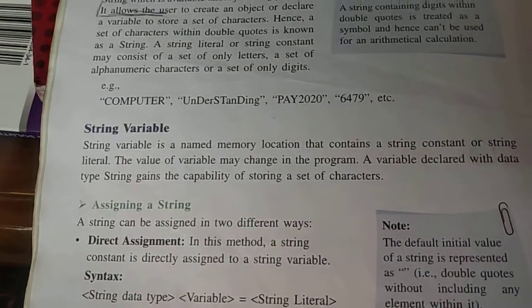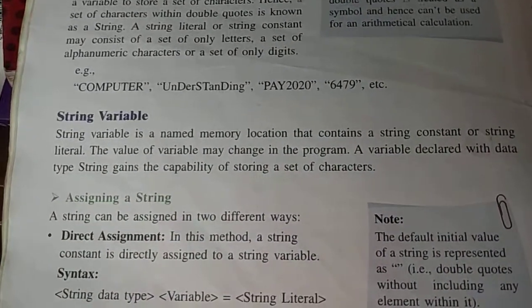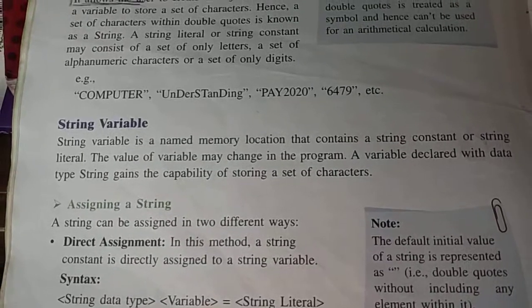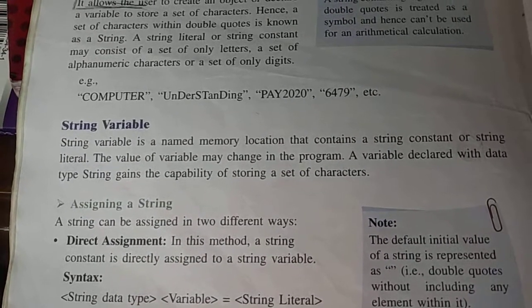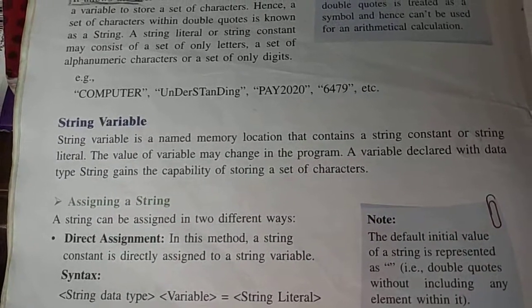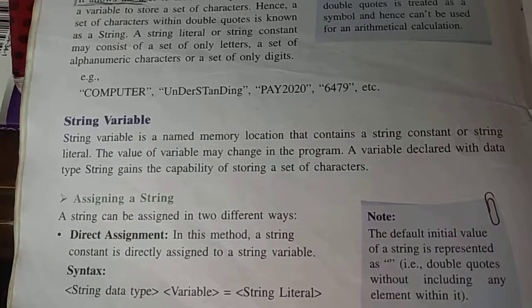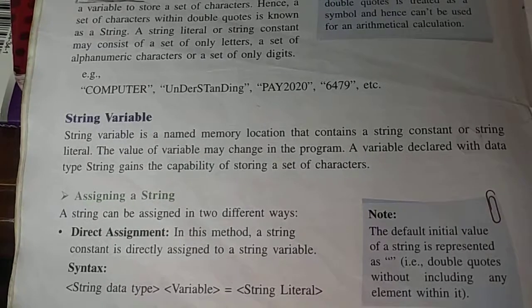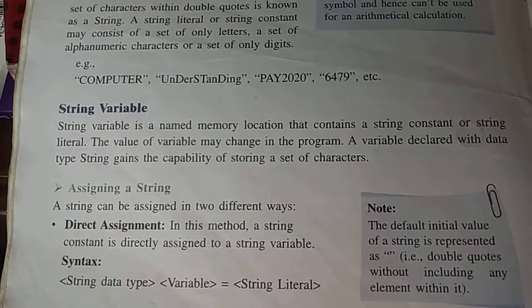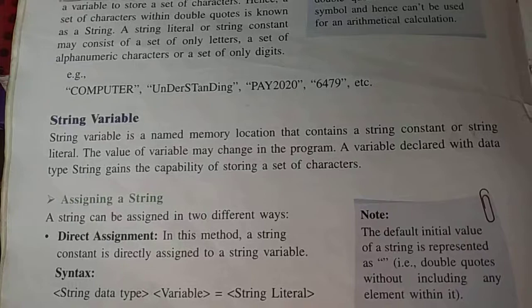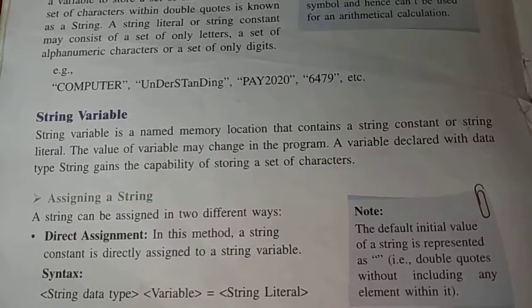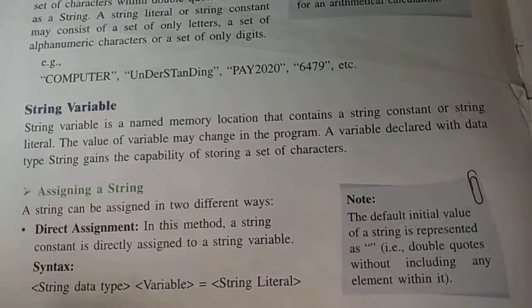Next is string variable. How to use the string variable? The first is using the assignment statement. In the assignment statement, we directly give the value, not after the execution of the program. So how will you give this direct value? For this, you can see the syntax.